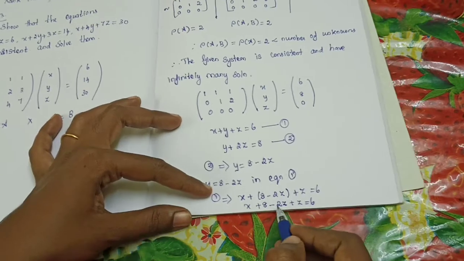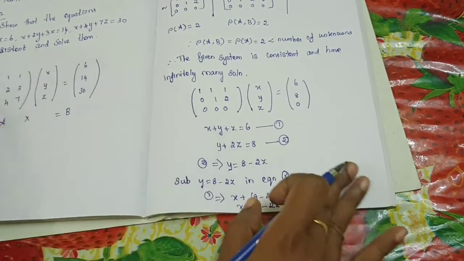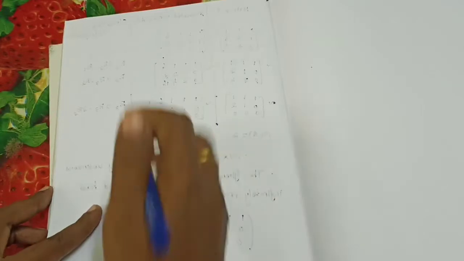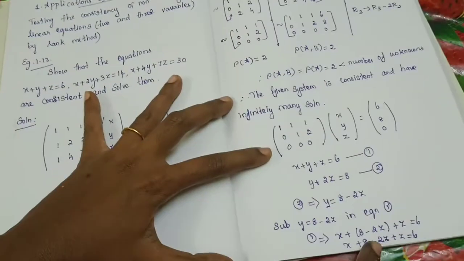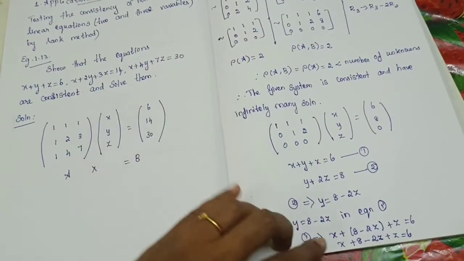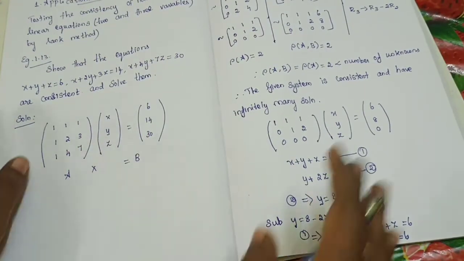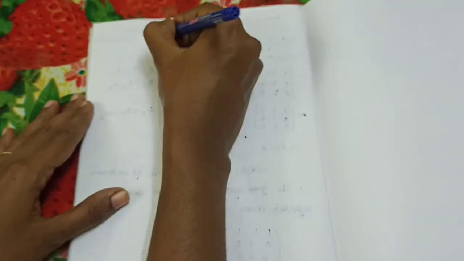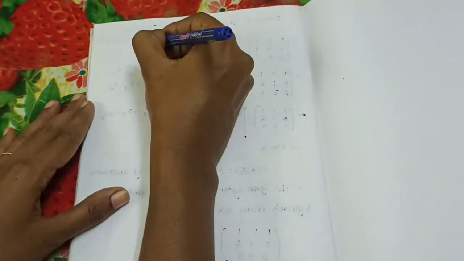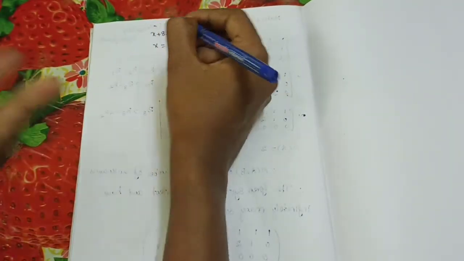Okay. So here like terms you can add, that is x plus 8. Then here what's there? Minus 2z plus z, is it right? So what will happen? Minus z you will get, is it right? x plus 8 minus z is equal to 6, correct? So from this you can find the x value.